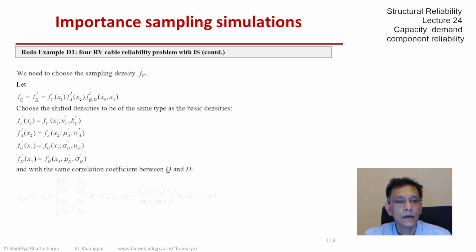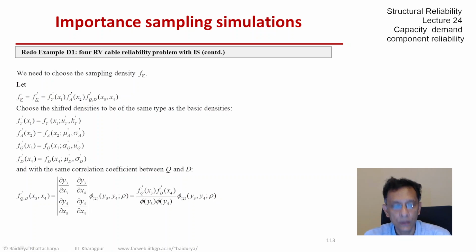For Q and D, we would like to have the same correlation coefficient for f prime sub QD. Again, using the same Jacobian type transformation we used for the unprimed case, the joint density of QD in the shifted, importance sampling sense, is the product of the marginal primes f prime Q and f prime D over the marginal standard normals, times the bivariate standard normal with the same correlation coefficient rho.